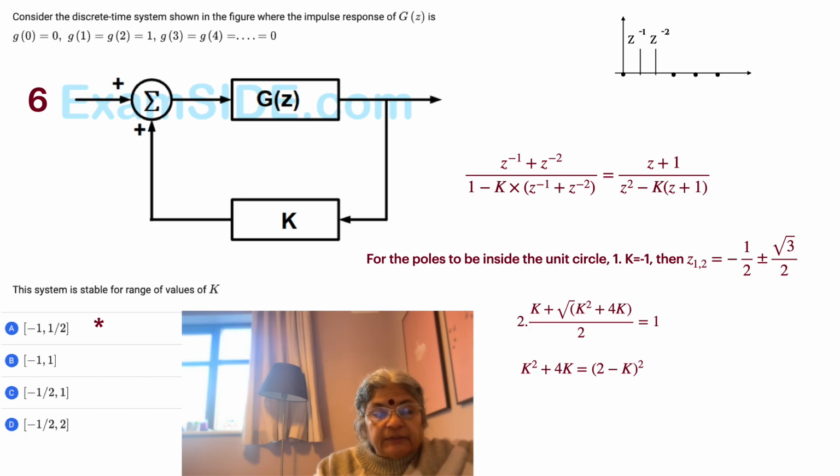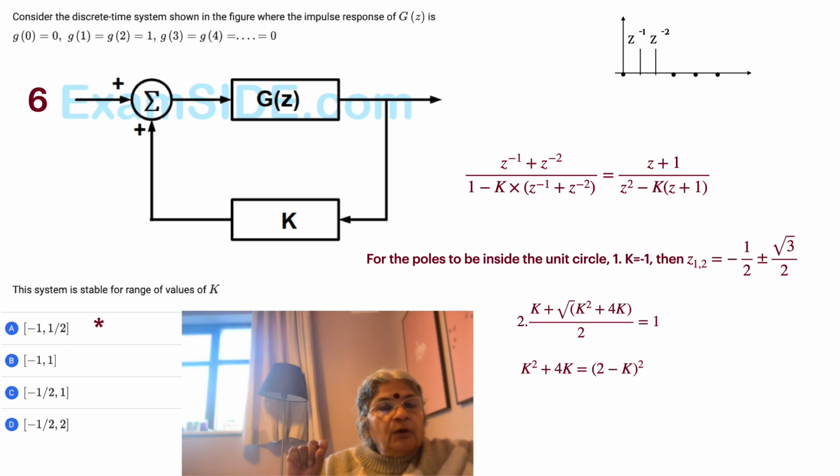forward transfer function G(z), and there is a feedback of amplitude K, and it's a positive feedback. So be careful about it. It's a positive feedback. It's not a negative feedback, which normally assures more stability. Okay, so consider a discrete time system shown in the figure, where the impulse response of G(z) is given as g[0] equal to 0. So if you set up a time sequence, you can see that at n equal to 0, g[0] is equal to 0. Okay, at n equal to 1, g[1] is equal to g[2] is equal to 1.